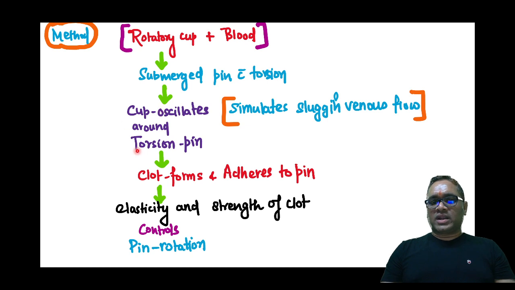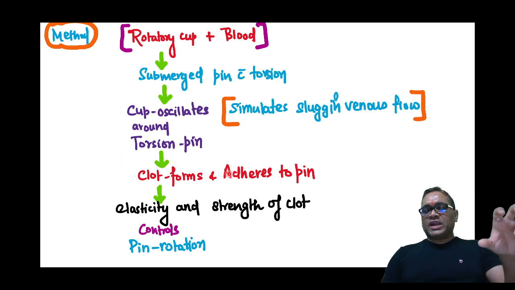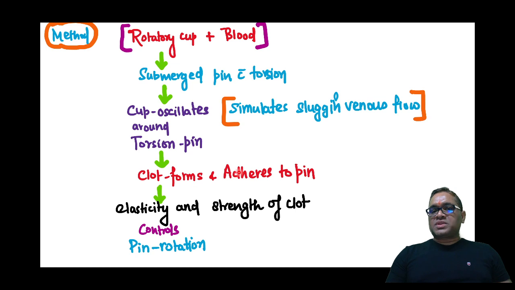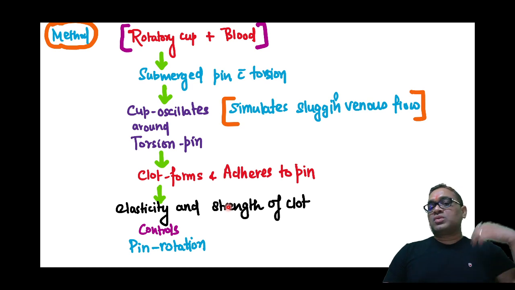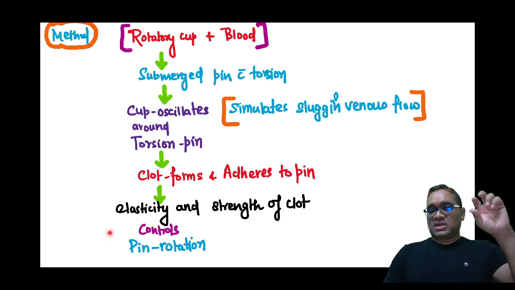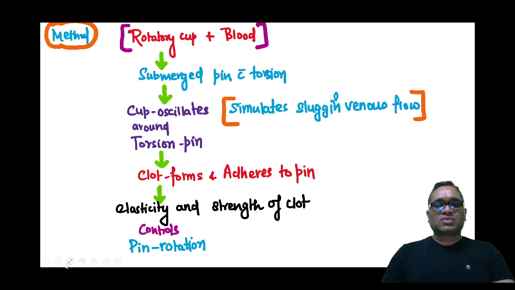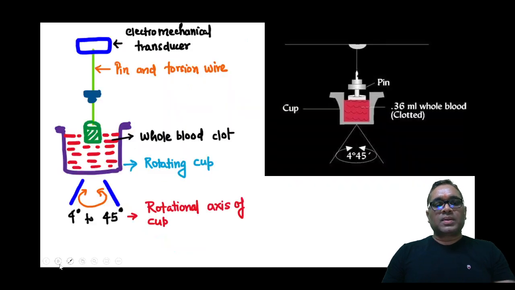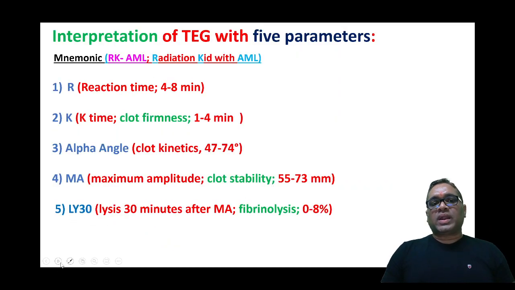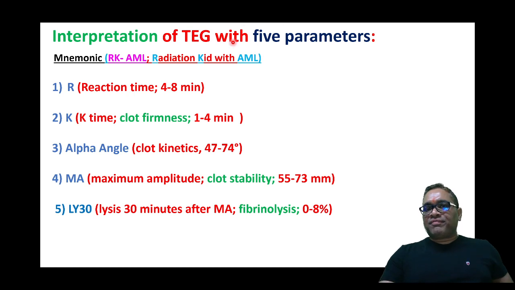The cup will oscillate around the torsion pin, and this oscillation will simulate a sluggish venous blood flow, right? A clot will be formed, and now it will adhere to the pin. This clot formation and adherence to the pin will be represented as the elasticity and strength of the clot, right? And we are going to have a depiction as a graph on the computer screen, which is called a thromboelastogram.